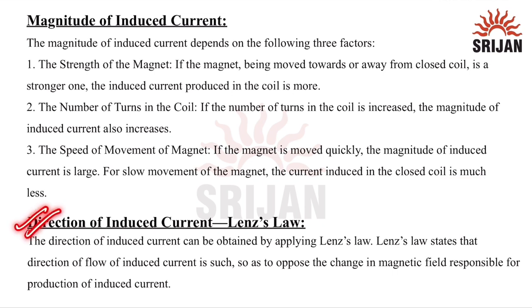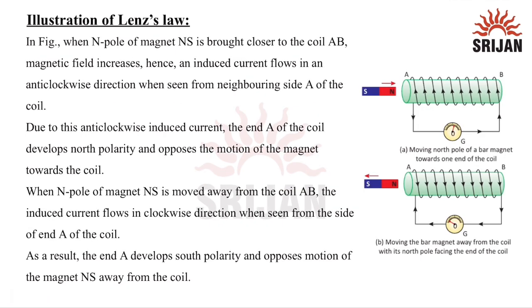Now, about the direction of induced current, we use Lenz's law. The direction of induced current can be obtained by applying Lenz's law. Lenz's law states that the direction of flow of induced current is such as to oppose the change in the magnetic field responsible for the production of induced current. Now, what is the illustration of this Lenz's law?